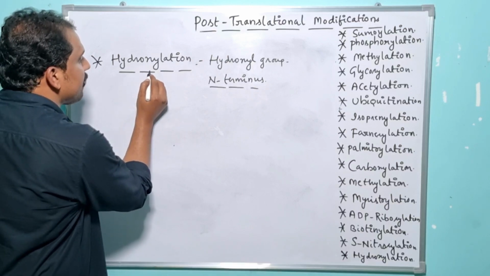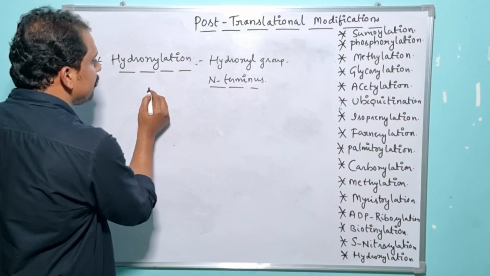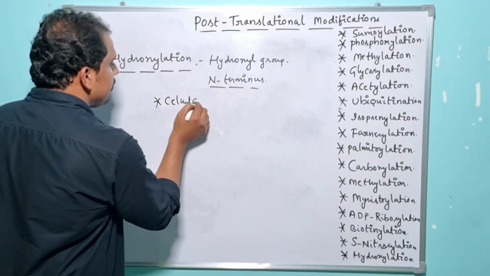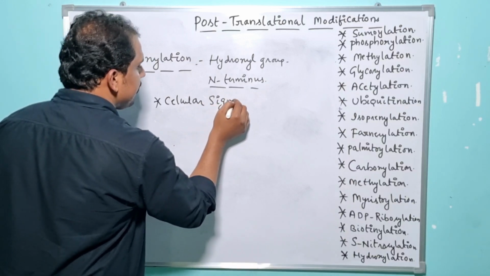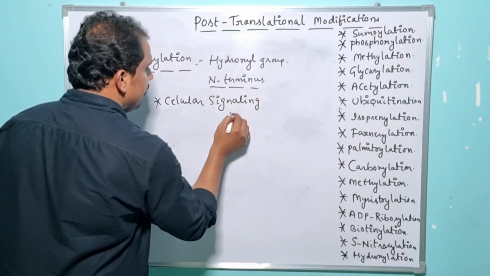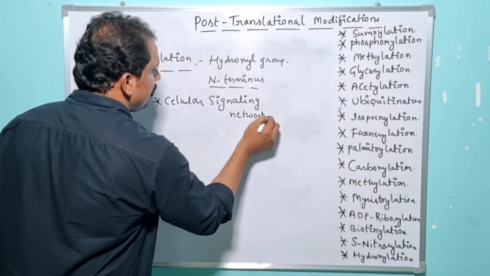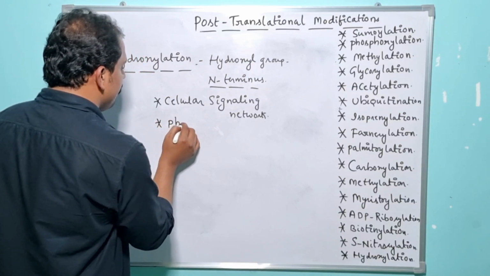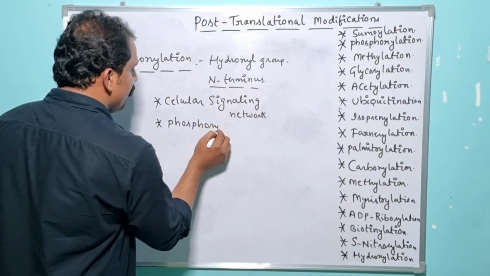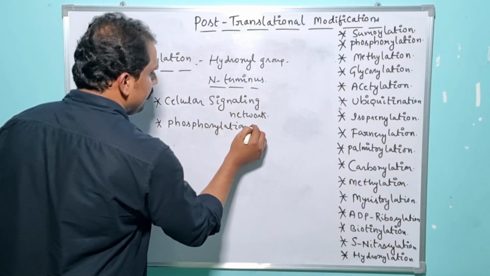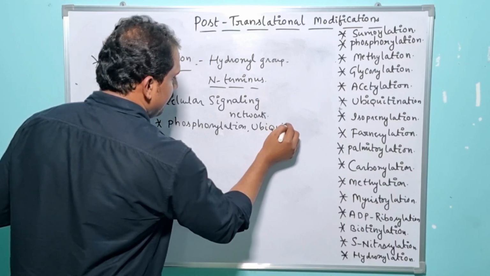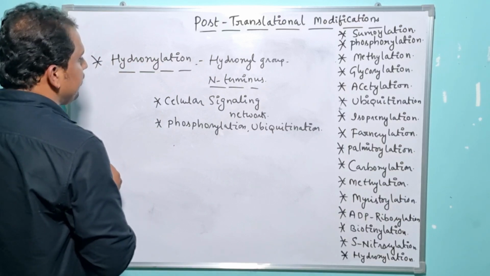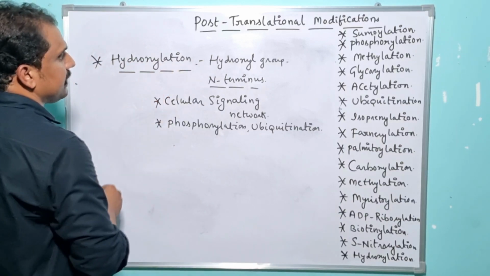So here, most commonly the hydroxylation post-translational modification is accompanied in order to organize various cellular signaling networks, and it is also responsible for organizing phosphorylation as well as ubiquitination in case of eukaryotic cells. So this is about the hydroxylation post-translational modification.